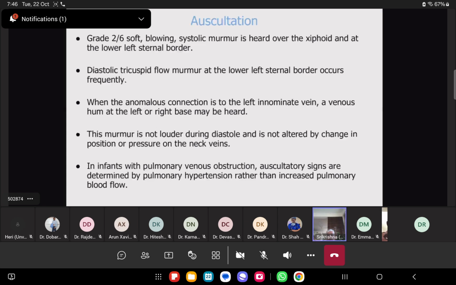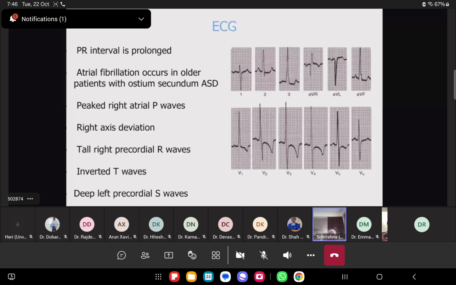In infants with pulmonary venous obstruction, auscultatory signs are determined by pulmonary hypertension rather than increased pulmonary blood flow. Coming to the investigations, first is the ECG. The PR interval will be prolonged.